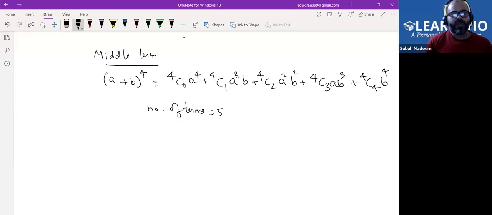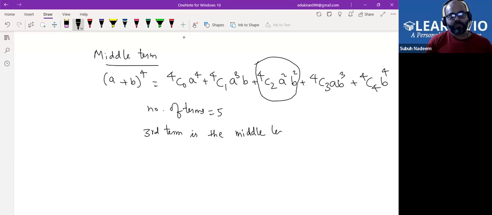And what is the middle term here? This is the middle term, right? This is the third term. So the third term is the middle term. So when we say T3 is the middle term, it means T of (5 plus 1) by 2, that is T of 6 by 2, that is the third term.